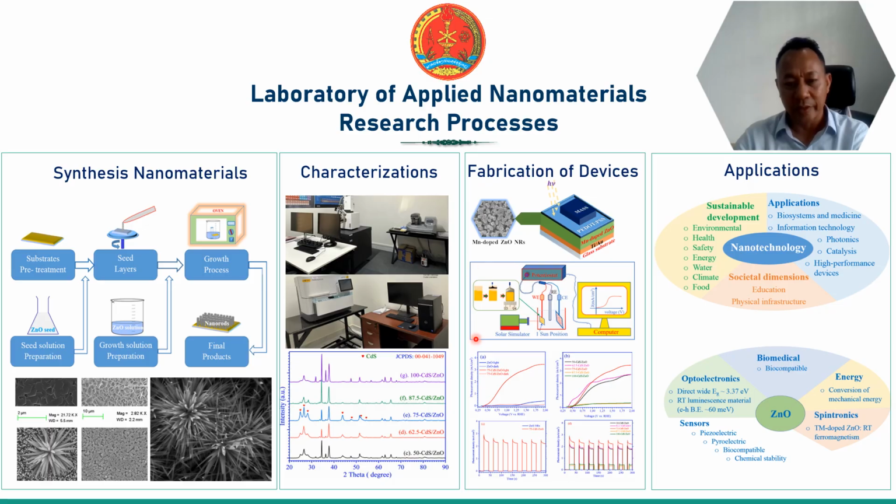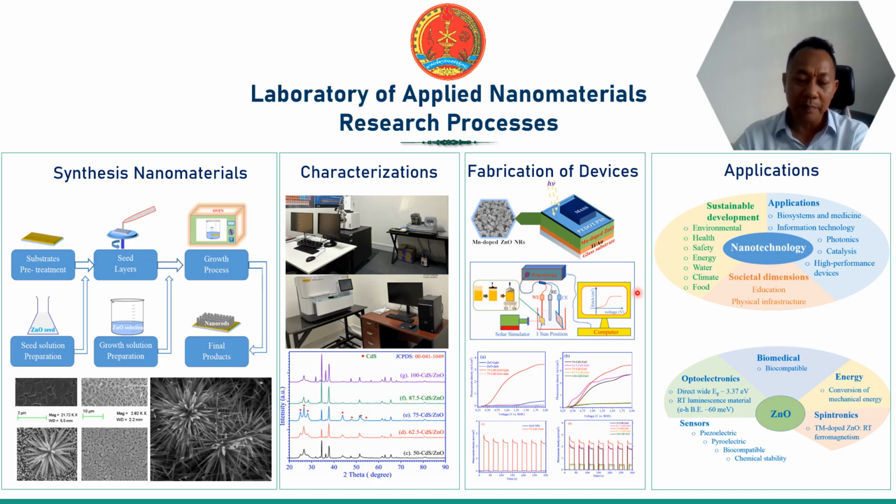And then we move to characterization. The main equipment that we use here are SEM and EDS, to identify the morphology of the materials, and we also have other equipment like XRD and AFM to identify the properties of the materials. And the third stage is the fabrication process, which means device fabrication.